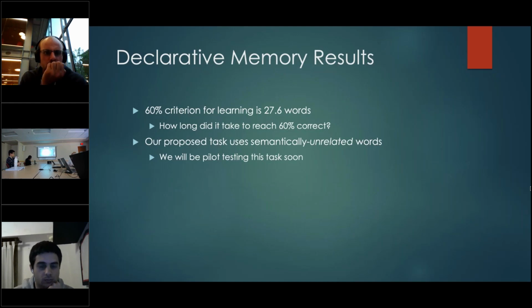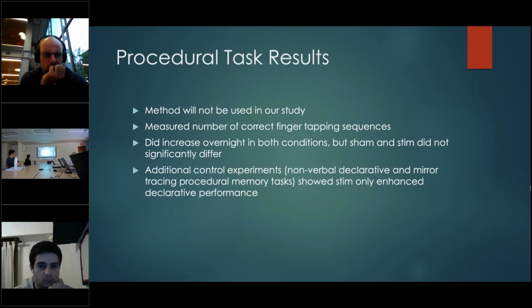Okay, I'm just going to briefly talk about the procedural task results. They did have a motor procedural task where they tried to teach them finger tapping sequences and saw if they got them right in a limited amount of time. We're not going to be doing a procedural learning task for our study, but there were increases in the sham and stimulation conditions, so both conditions, but there was no significant difference. So the slow oscillation stimulation didn't increase their performance on the motor task, which is pretty in line with what we know about procedural memory.